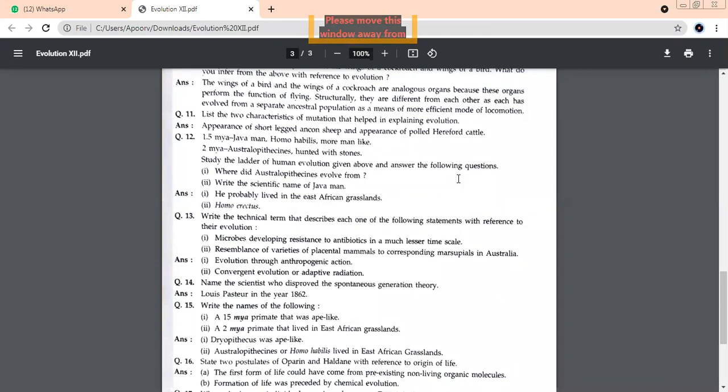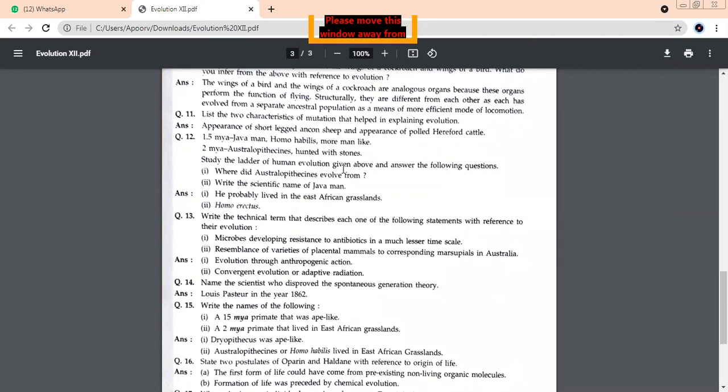Okay, let me discuss, children. Fine. We were doing this one. List 2 characteristics of mutations that help in explaining evolution. Appearance of short-legged Ancon sheep and appearance of new kind of cattle. This is not there in your syllabus. You leave this. Let's come to question number 12.